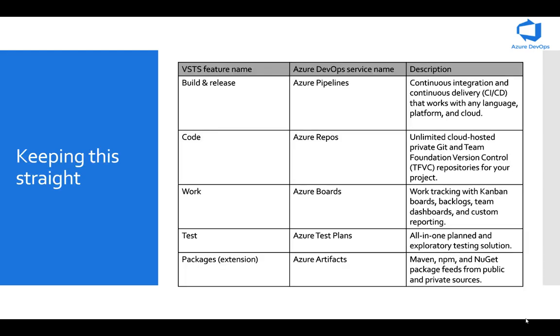To help you better understand some of the terminology and the features between the service and the on-prem versions, this table basically shows you some of the main differences. Where in VSTS it's referred to as build and release, in Azure DevOps it is referred to as pipelines, and that's the CI/CD that we just referred to. The code is referred to as Azure Repos, work as Azure Boards, then test plans, and packages are the artifacts.